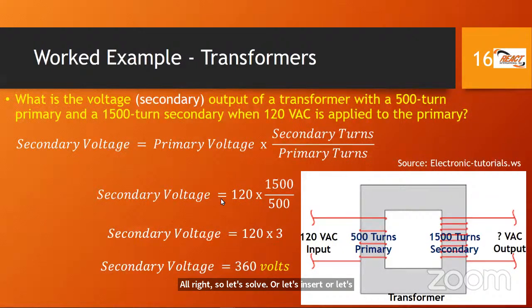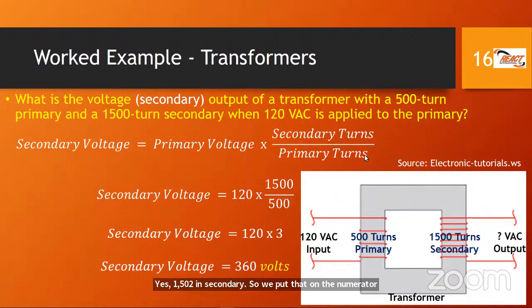Secondary voltage is equal to, what is the primary voltage? They gave us in the question, it's 120 volts AC. So we substitute primary voltage with 120. Then we multiply it by the turns ratio. To get the turns ratio, we need the secondary number of turns over the primary number of turns. They gave us that, did they not? Yes, 1,500 turns secondary. So we put that on the numerator on top. We replace secondary turns with 1,500.